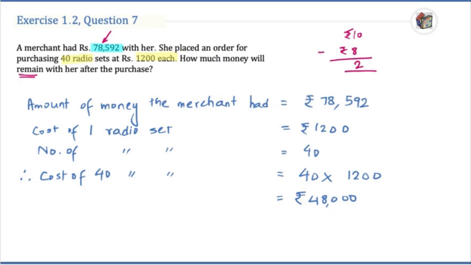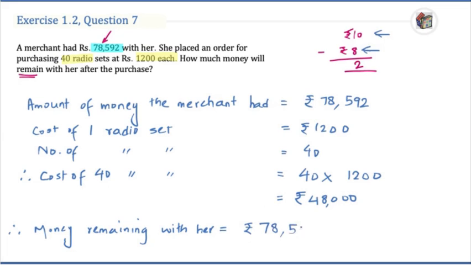Now our final question is how much money will remain with her. So therefore, the money remaining with her is equal to, what do you think that should be? We talked about it in the beginning. You subtract what you spend from what you had. That means all you have to do is subtract from 78,592 the amount 48,000.